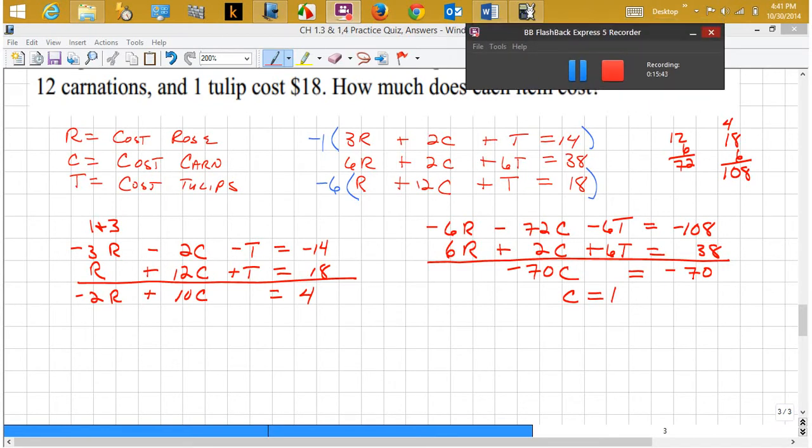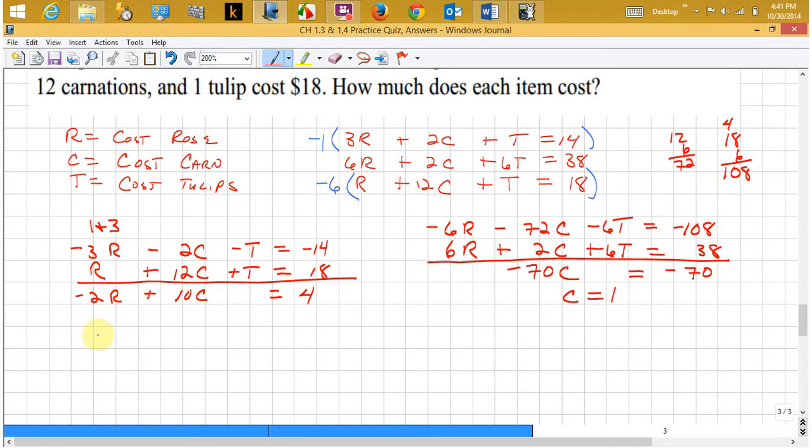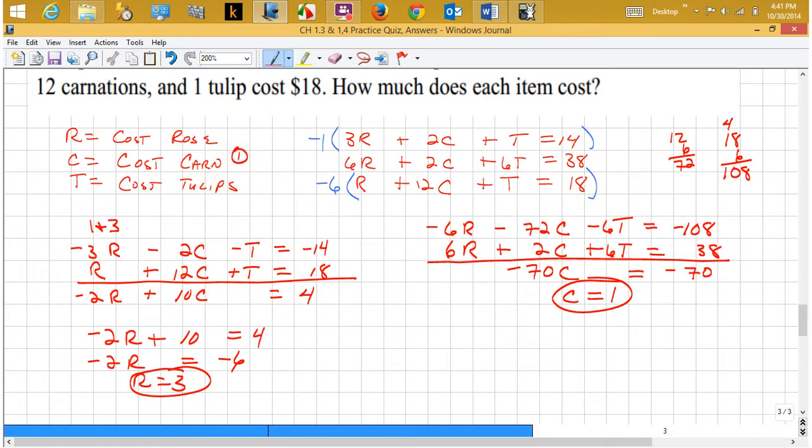All right, let's continue. Anyway, so let's put C equal to 1 in here. So I've got -2R plus 10 times C, which is 10, is equal to 4. Subtract 10 from both sides, I get -2R is equal to -6. So R would be equal to 3. So I found C, I found R, right? C we said was 1 carnation, R is 3.